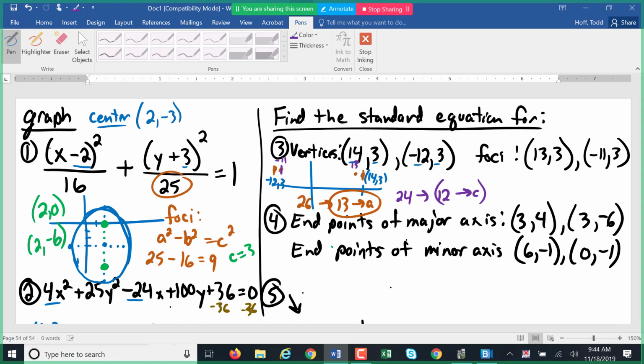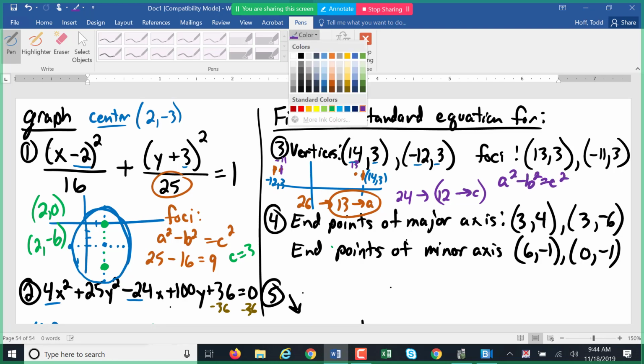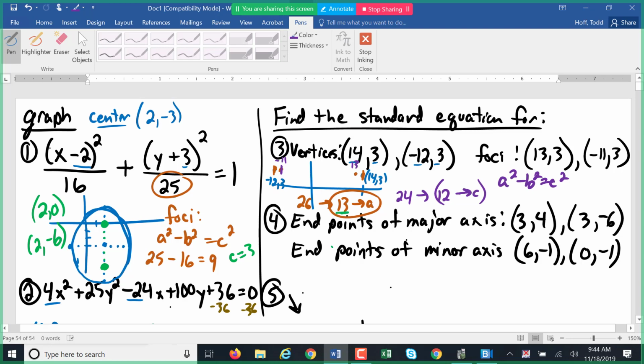To find B, remember, A squared minus B squared equals C squared. So A squared, and I know that this is A because the foci go in the same direction. If the foci went in a different direction, then that would have to be B. So 13 squared is 169 minus B squared equals 12 squared is 144. Well, if we do the manipulation there, we get B squared is 25 or B equals 5.